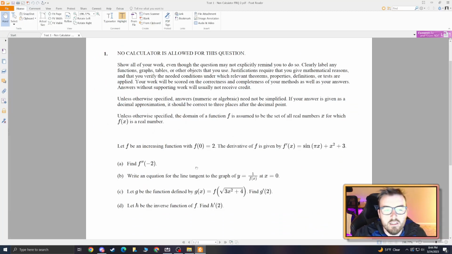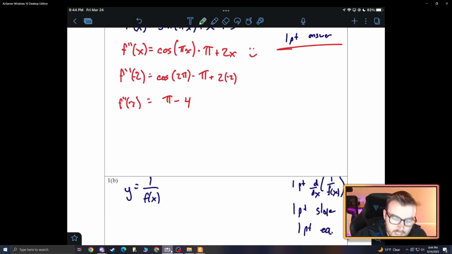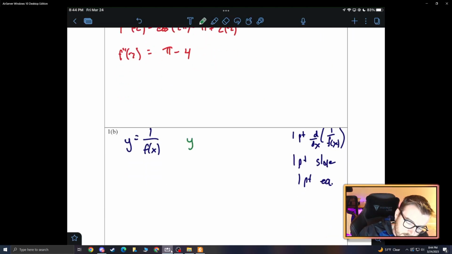All right. Part B. Write an equation for the line tangent to the graph of y equals 1 over f of x at x equals 0. So to write the equation of a line, you need to know a point and you need to know slope. Let's address the point first, okay? They told us the function is 1 over f of x, and they would like us to find the point for x equals 0, okay? So with that being said, that means we simply plug in.